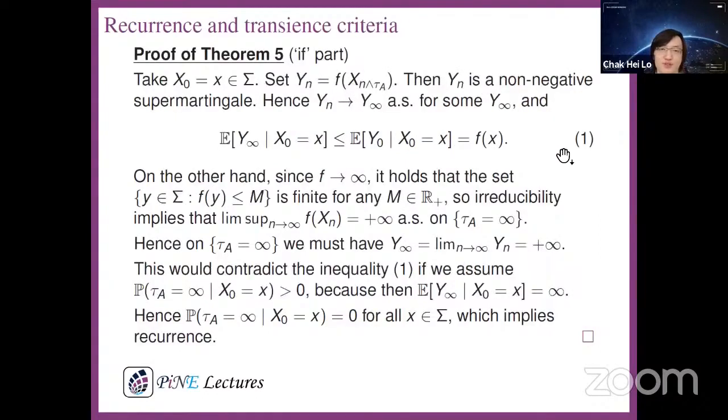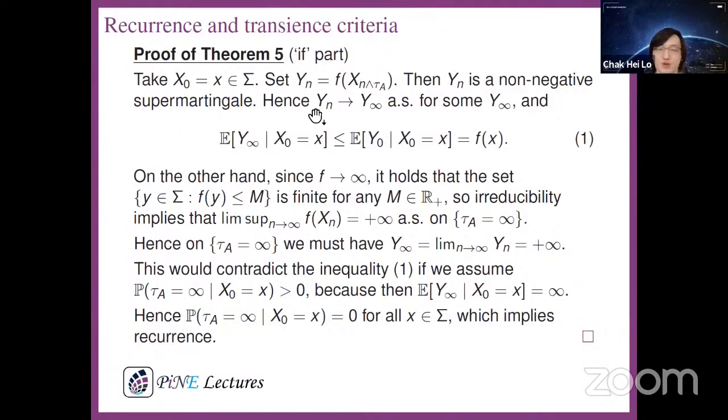Okay, so let's try to prove this theorem. Again, the if part is the important part, the useful side most of the time. So we will just go through the proof of the if part. So we take X_0 equal to x in Σ. So we fix X_0 here. And then we set Y_n to be this thing, f of X_{n ∧ τ_A}, where n ∧ τ_A means the minimum of n and τ_A. Then we can actually see that Y_n is a non-negative supermartingale.